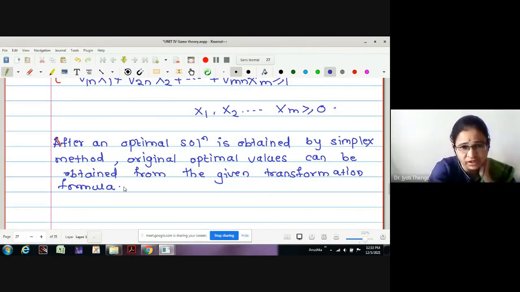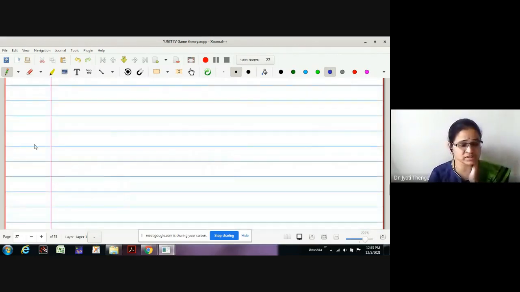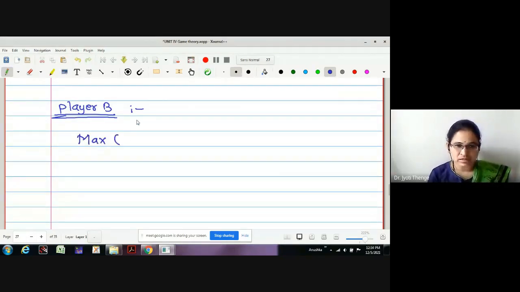This is all we have written with respect to player A. Now it is time to write down with respect to player B. We are not going to derive everything again. Similarly, if we derive for player B, then the linear programming problem, proceeding in the same manner, is to maximize the sum of the variables Y1 plus Y2 up to Yn, subject to.